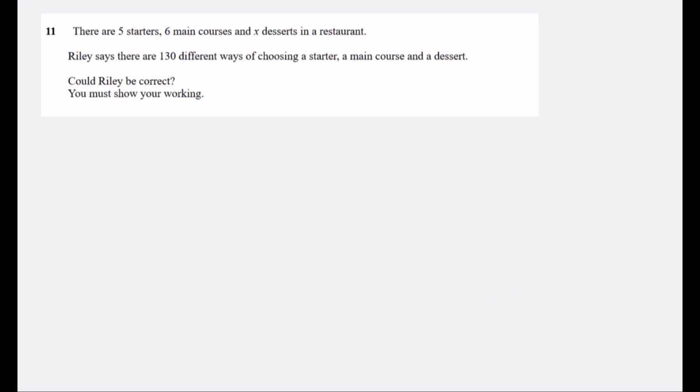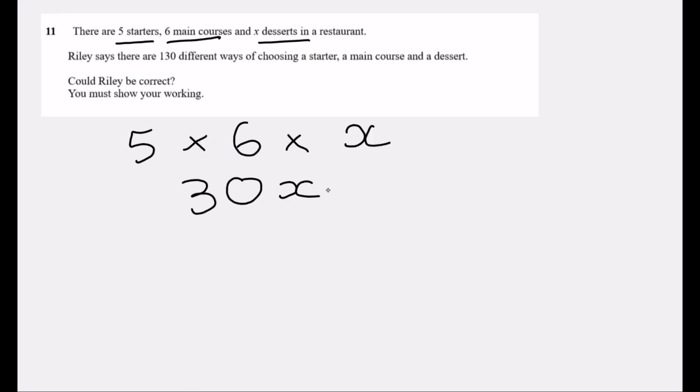Question 11. There are 5 starters, 6 mains, and x desserts in a restaurant. Riley says there are 130 ways of choosing a starter, main, and dessert. Could Riley be correct? To find the number of combinations, we multiply. It'd be 5 times 6 times however many desserts there are. So it'd be 30x. Riley says that there's 130. So 30x would have to equal 130.